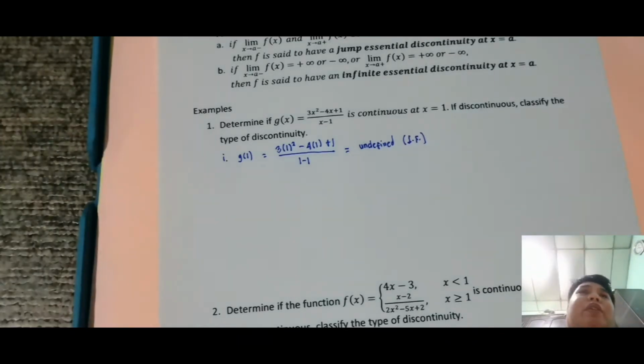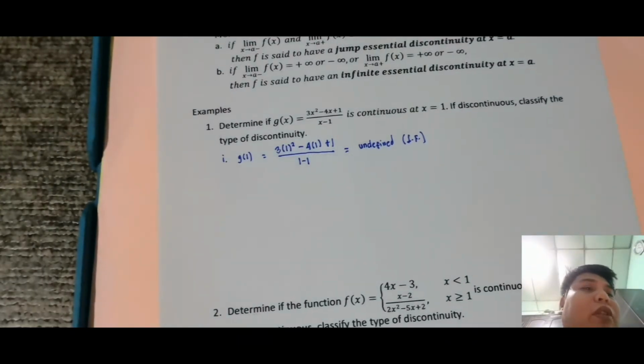I don't know kung IF yung 0 over 0, pero basta ganun. So, huwag mong sagutin na 0 over 0 is 1. Mali yun. So, ibig sabihin, sir, hindi siya continuous? Yes, hindi siya continuous. Kasi nga, wala na yun. So, alam na natin, discontinuous siya.